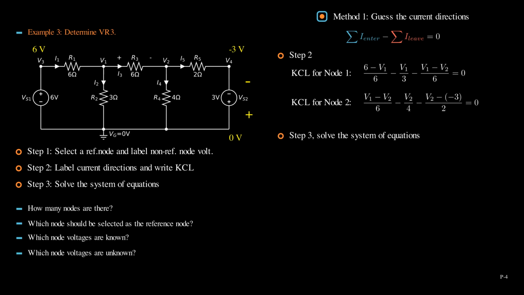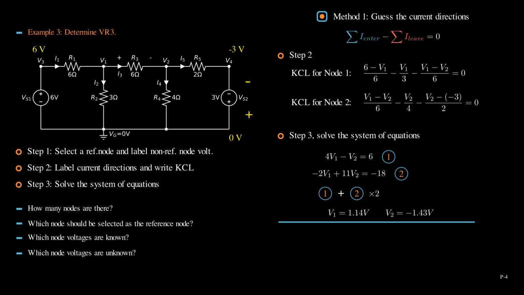In step 3, we can solve the 2 linear equations with 2 unknowns. Do some algebra. The 2 KCLs become as follows. We can solve them using the Gaussian elimination method. Equation 1 times 2 plus equation 2 will eliminate V1. Then we can solve V2 equals minus 1.43 volts. Then substitute V2 in the first equation. We will find V1 equals 1.14 volts.